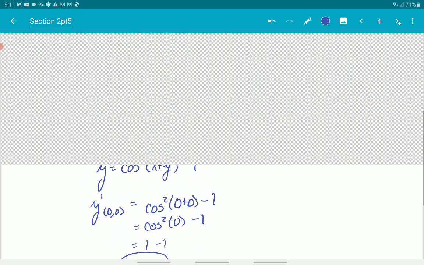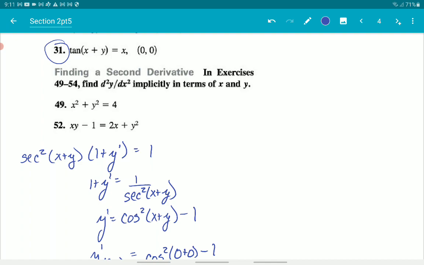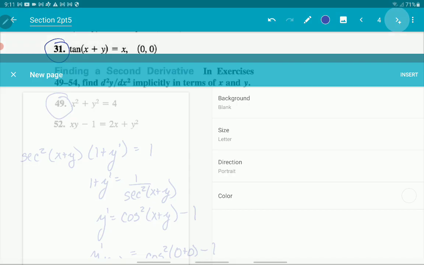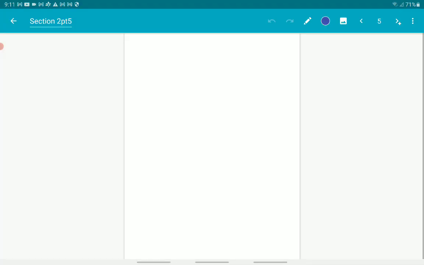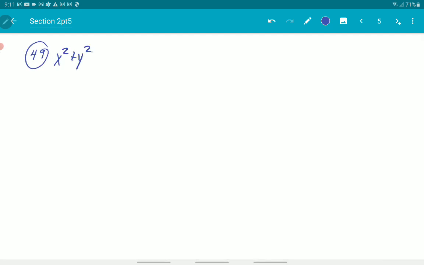And then we're going to do one more example. In this set, they're asking us to find the second derivative. So the second derivative has just a little bit of a trick to it because we have to make a substitution. So let's work through that first one, number 49. We have x squared plus y squared is equal to 4.